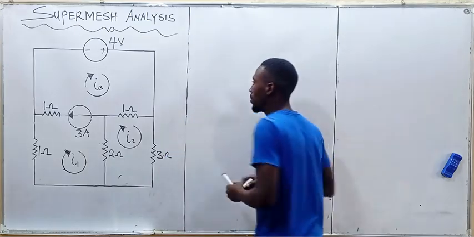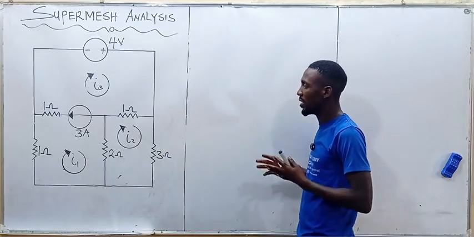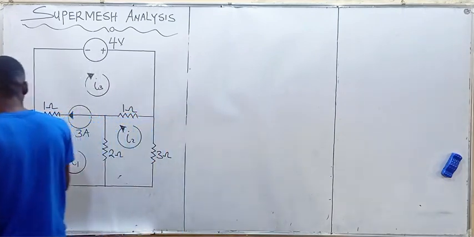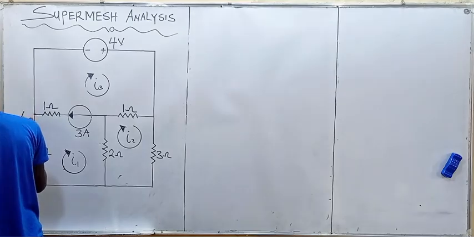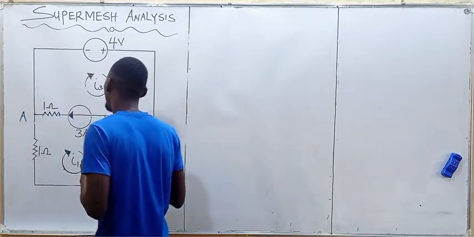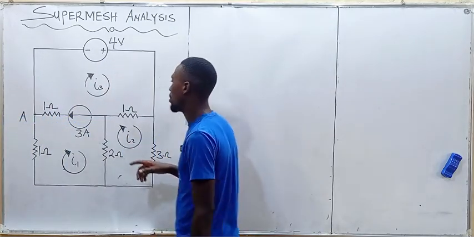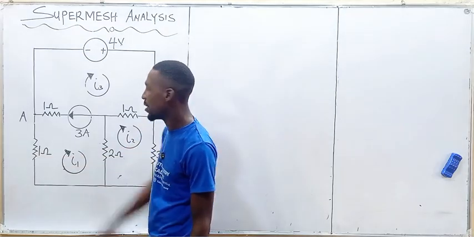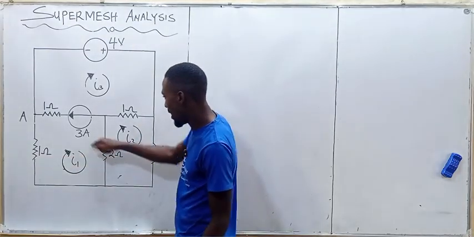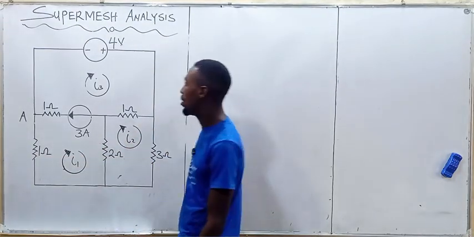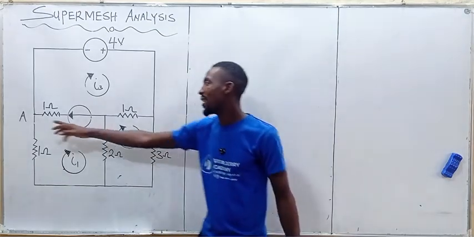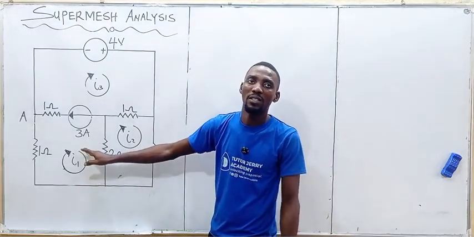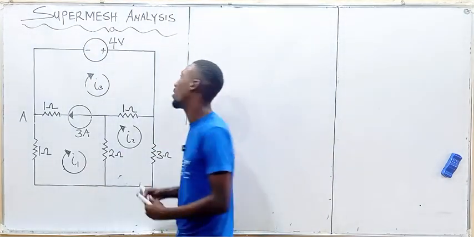All right, so what we are going to do is this. If you look at this node carefully, let's call this node A. If we apply KCL to that node, you are going to observe that 3 ampere is flowing into that node, and I1 will also be flowing into that node. So I3 will be equal to 3 plus I1.